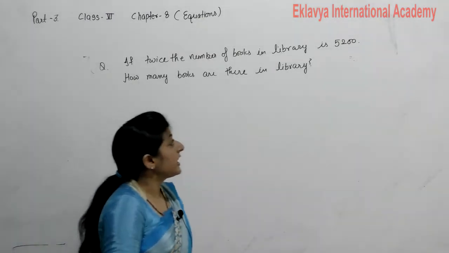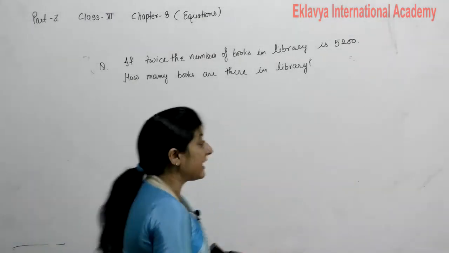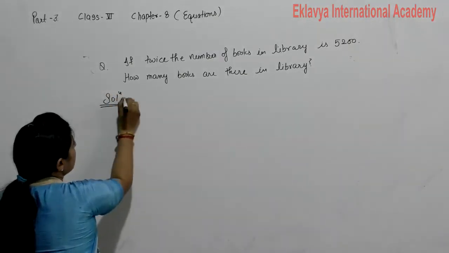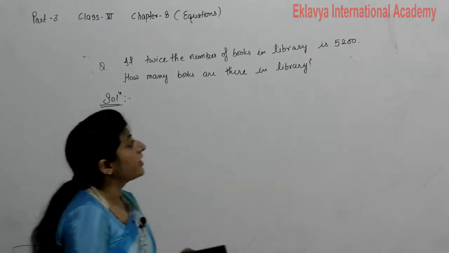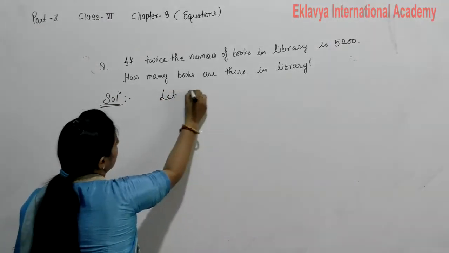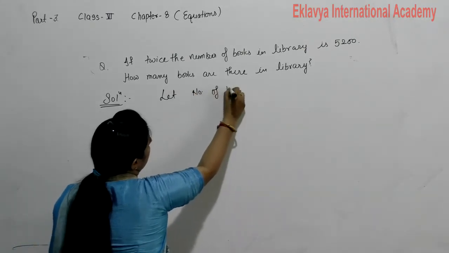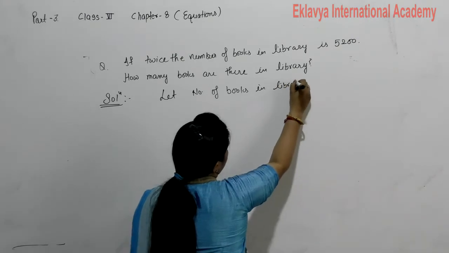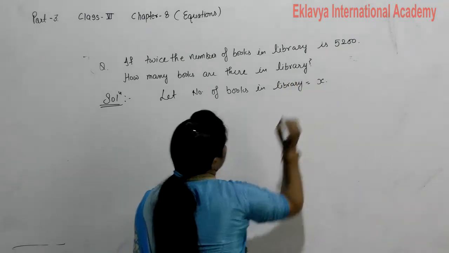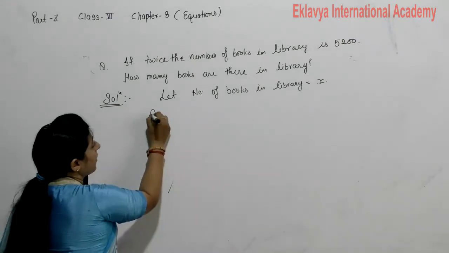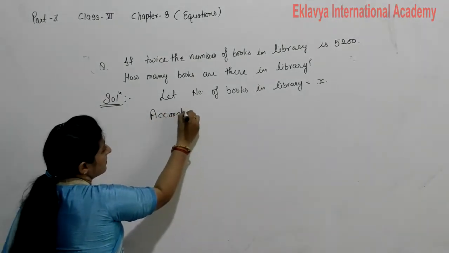So here we write down, let a number. Let the number of books in the library, whichever thing we want to find out, we will assume that thing. So what we assume here: let the number of books in the library be equal to x. We don't know, so we take x.